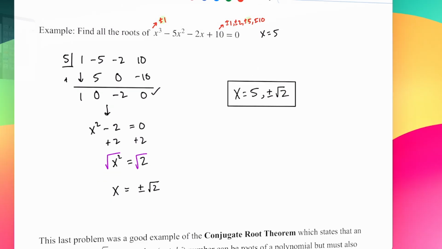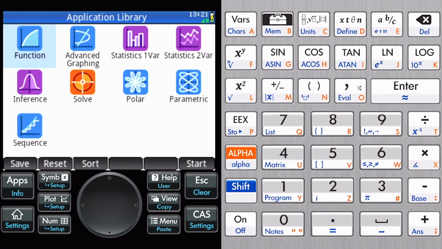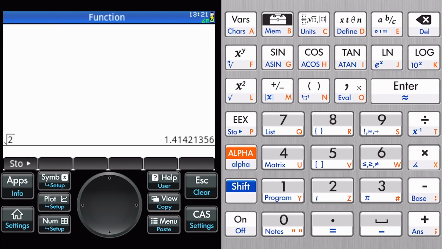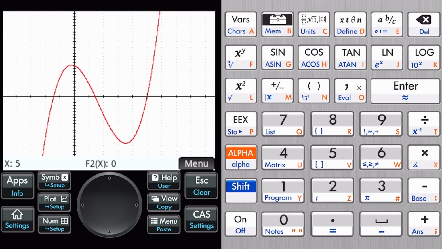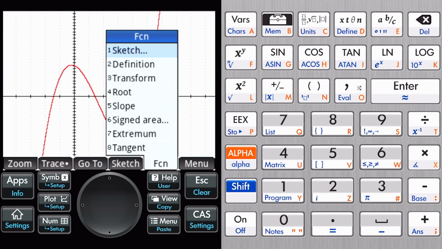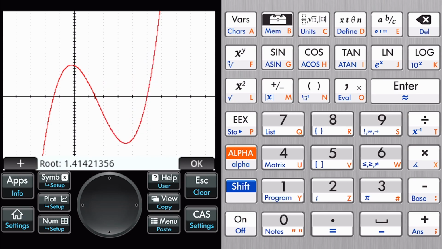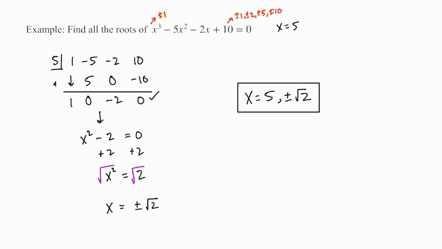I could verify there that the square root of 2 is 1.414. That's the same number that we saw here, that 1.41. That's the square root of 2, but I like the square root of 2 way more than I like 1.41.